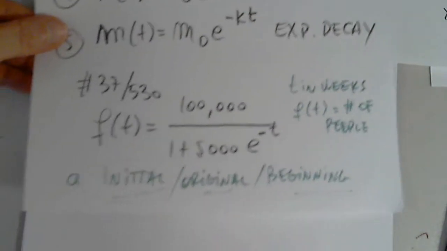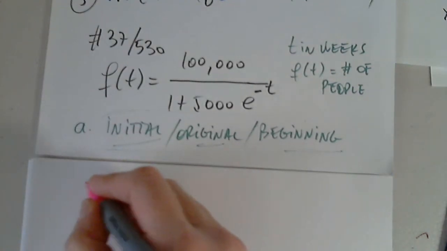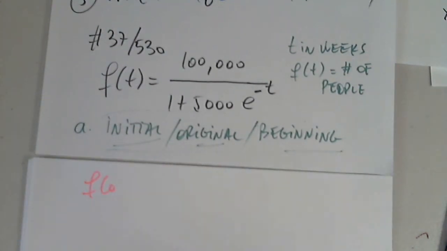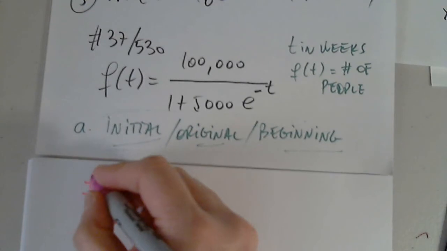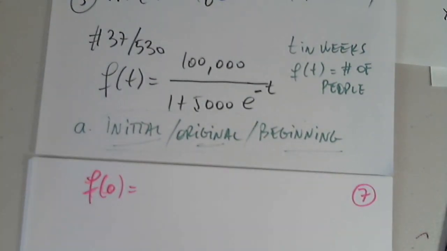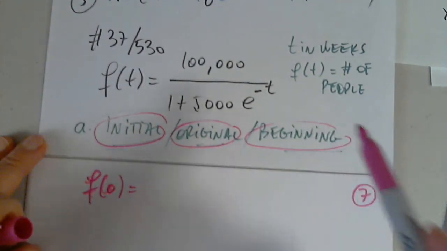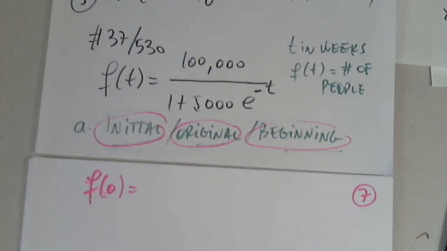When t equals, of course, f of 0. That's the question. Every time you see the word initial, original, or beginning, these keywords should indicate to you f of 0. We're going to come back to it in a minute.